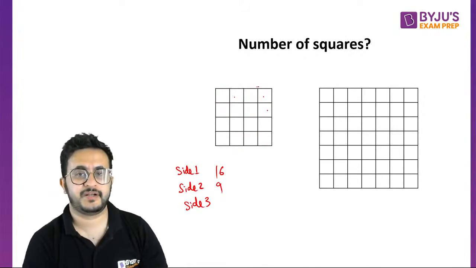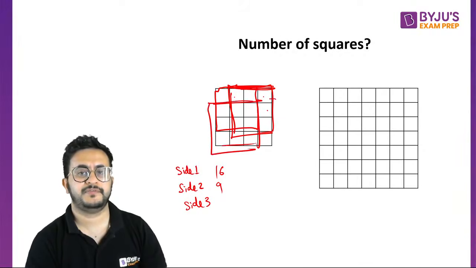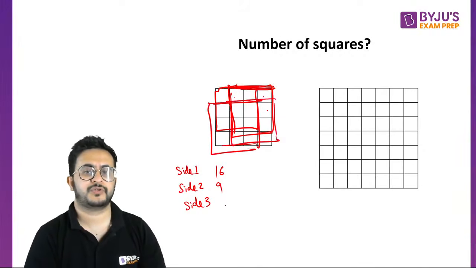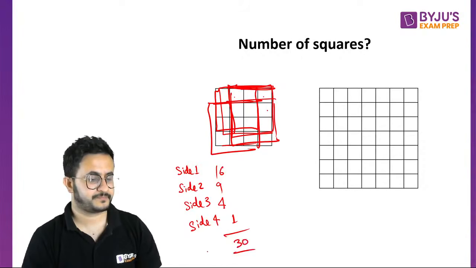So side length 3, there is 1 square. Then we have the second square like this. Then we have the third square like this. And we have one more square like this, 4. And if I talk about side length 4, the number of squares is 1, the outermost square. So if we add this, we get 25 plus 5, 30 squares.